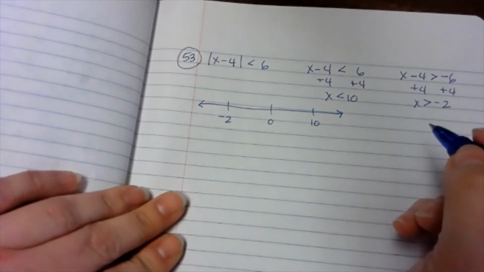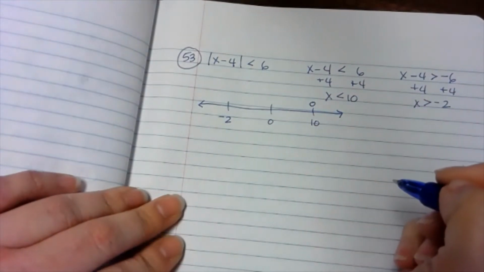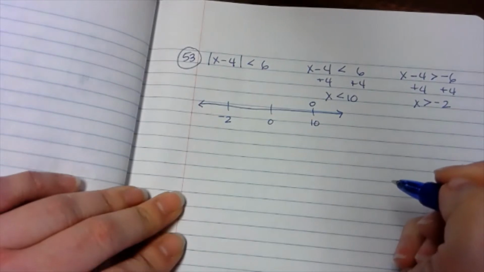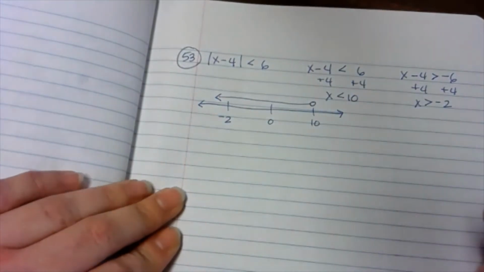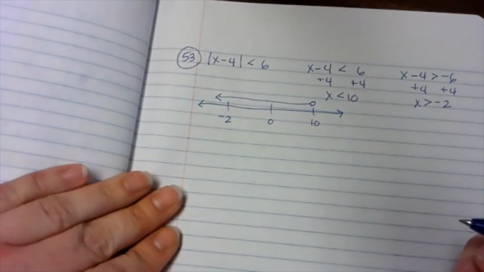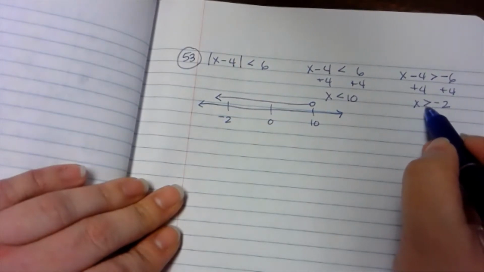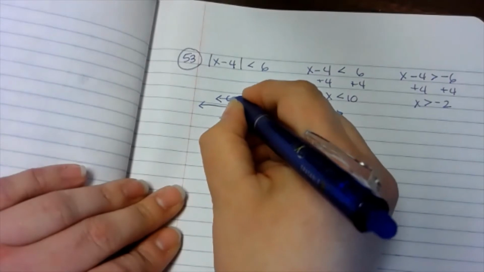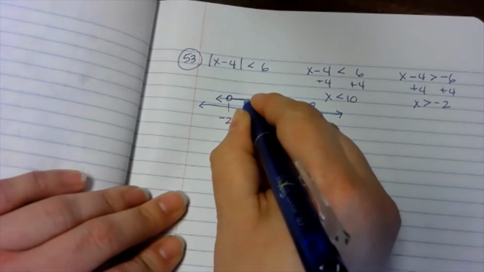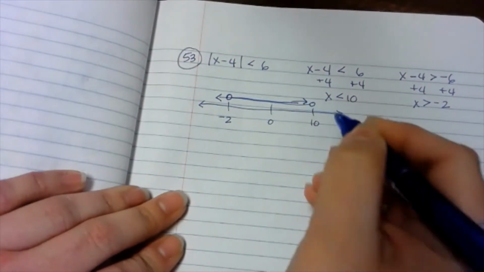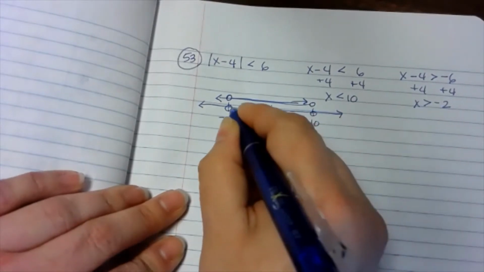So am I open circle or closed? It'll be open, because it doesn't include the 10, and it says x is less than 10. So I'm going to follow that arrow and it'll go to the left. Now, it also says x is greater than negative 2. So negative 2 also open, right? And it's greater than, so it's going to go in this direction. So your graph will look something like this, right?